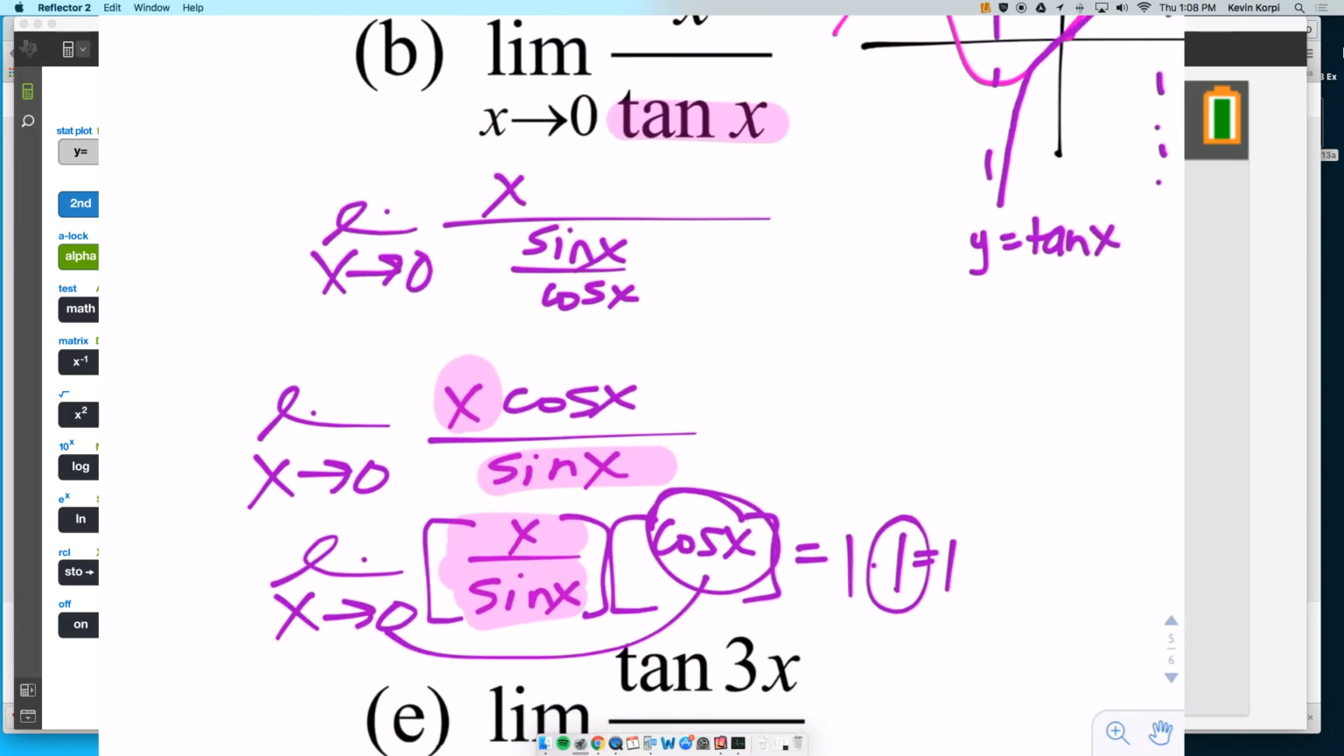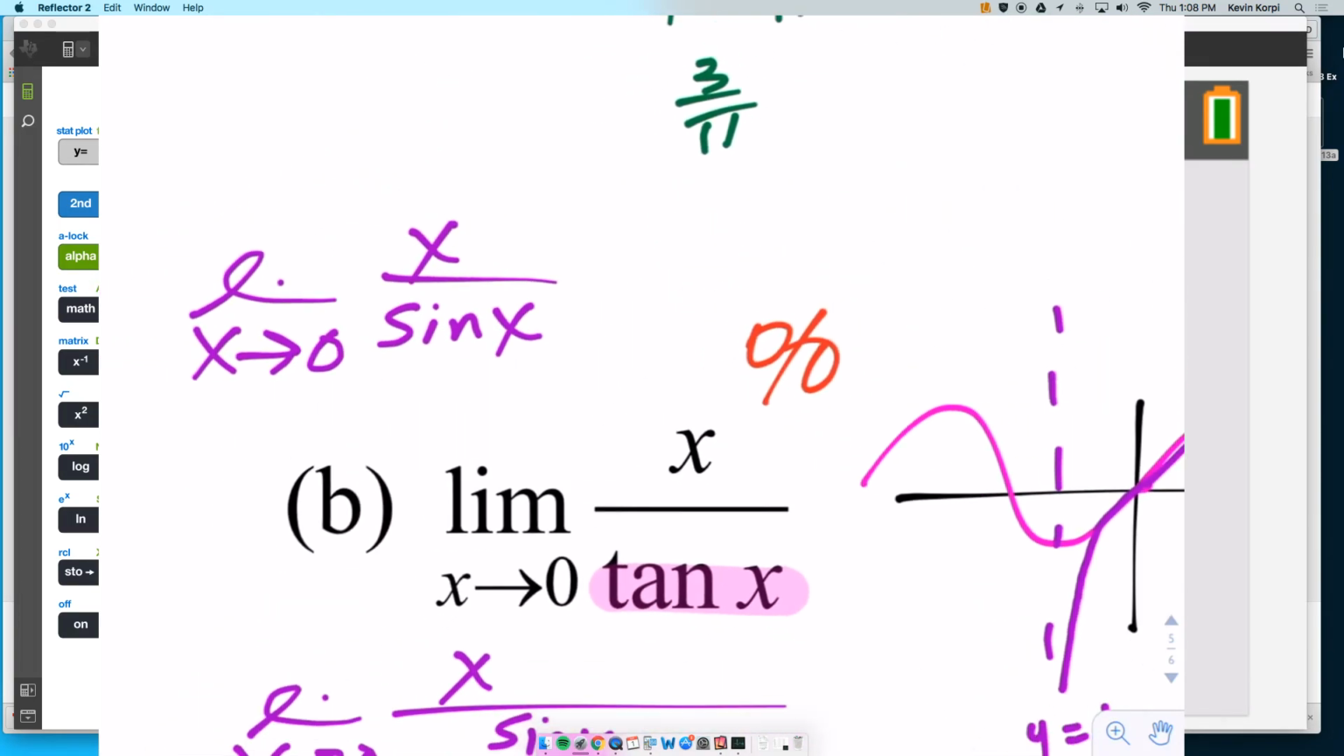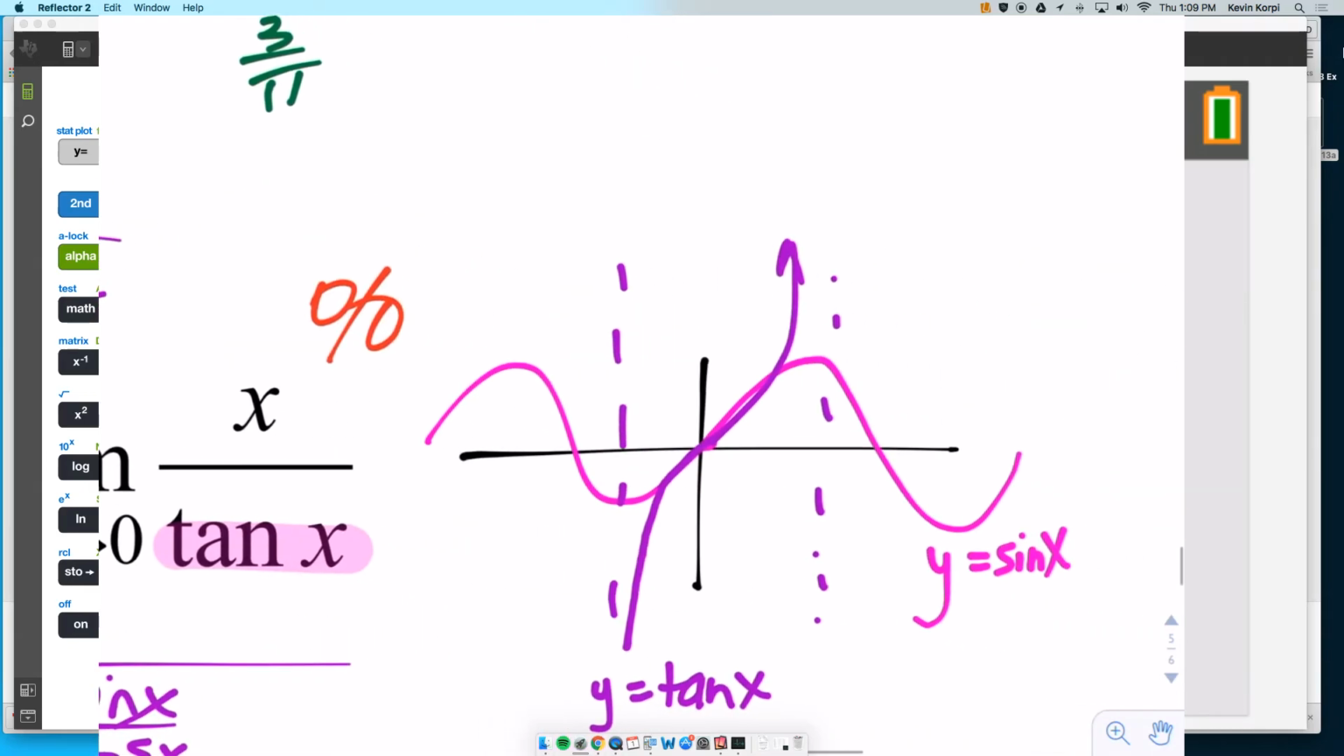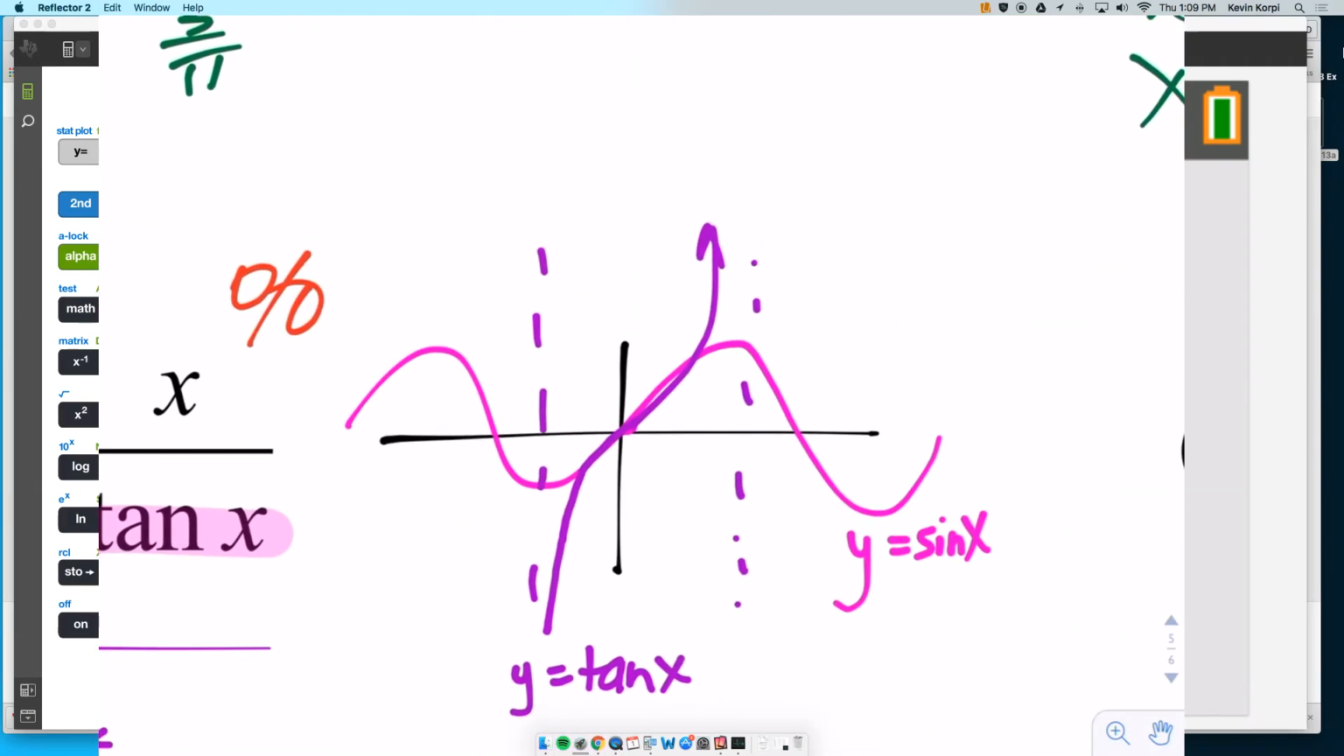What can we then generalize about that? Sine of x and tangent of x, same rule. They behave the same way around x equals 0, and that's why I drew this picture here. The pink graph is sine of x, the purple graph is tangent of x, and notice in the neighborhood of 0, they behave very, very similarly to each other.